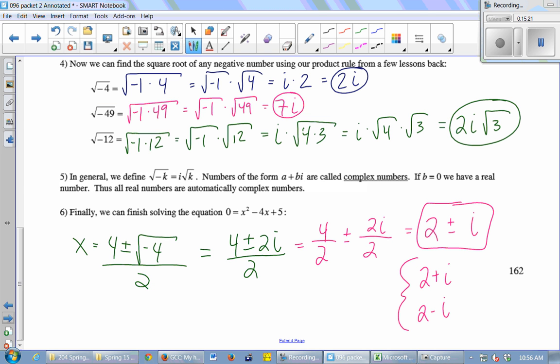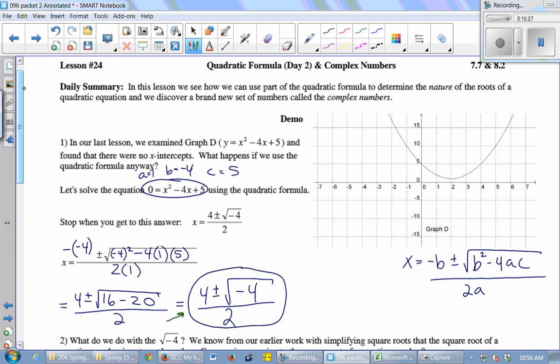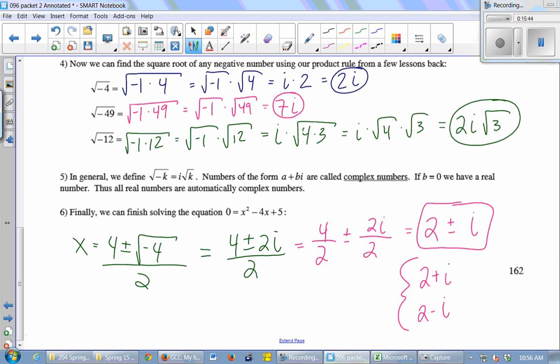So they have i's in them. The reason that happens is because we knew before we even started, by looking at this graph of x squared minus 4x plus 5, that it is never 0, right? It never touches the x-axis. So there are no real solutions, which means when I use the quadratic formula, what I get are complex solutions, solutions that have i in them. Only in that situation where the parabola has no x-intercepts.